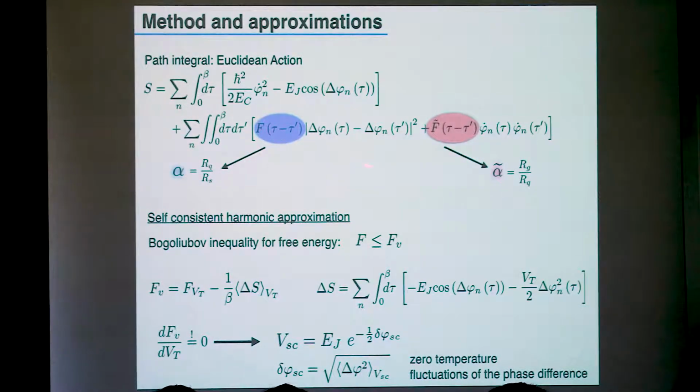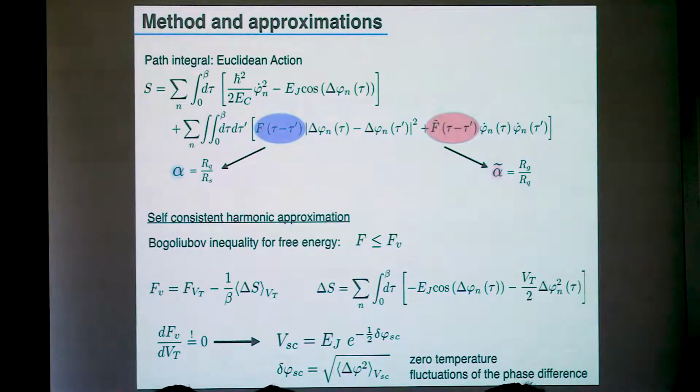They enter as a quadratic interaction, but at different times. This is the interaction between the phase difference between two ions, n and n plus one. They interact at two different times, theta and theta prime, according to the given propagator. The first one is associated to what I call the conventional phase dissipation, and the other term is associated to the charge dissipation.